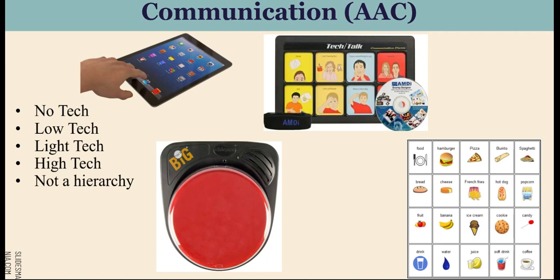Next is light tech, and that's a static voice output device like a Big Mac switch or a Go Talk or a Tech Talk 8. So these are things that the student can press and a voice will come out, but it doesn't change based on the need of the student. High tech, we generally refer to things with dynamic display, things that have speech generating devices. That includes like a Tobii Dynavox iPad with a communication app.